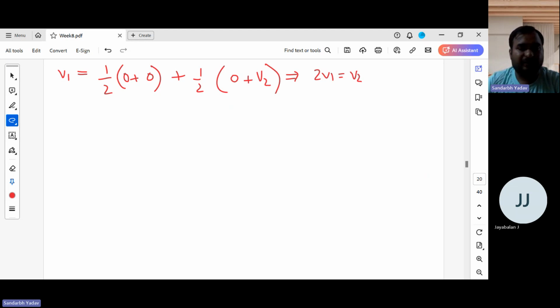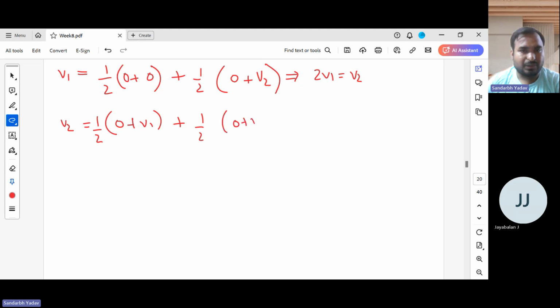Now, in the same way, we can write the equation for the other states also. For V2, remember that now we are not going to the terminal state. There will be a V1, and with half probability we can go to V3 also. So this will be another equation. This will give 2V2 equals V1 plus V3. So this is another equation which we got.